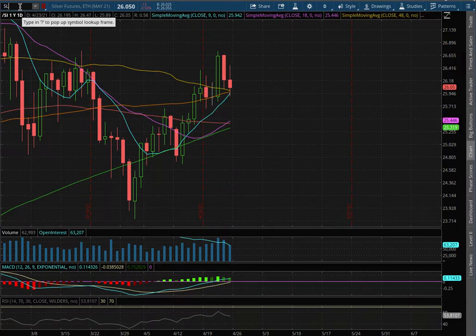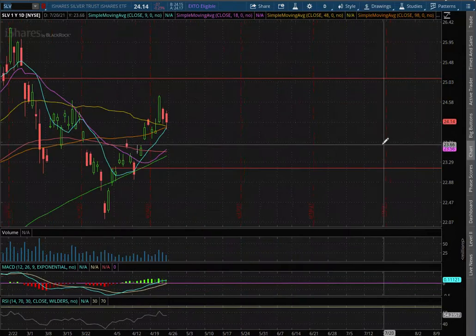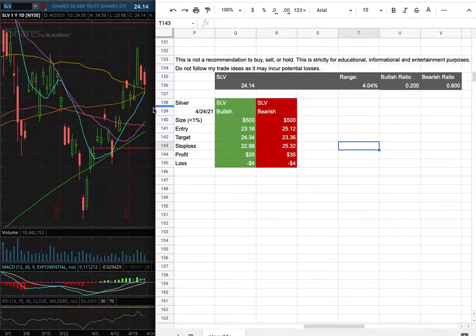As for the trade idea, I'll be trading SLV, and my position size for it is less than 1% of my portfolio. My long entry is at $23.16, and that is this range here. My sell target is at $24.34, and my stop loss is at $22.98.